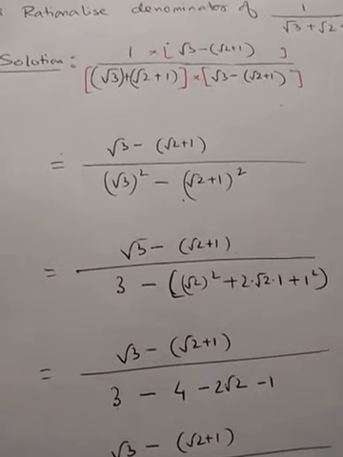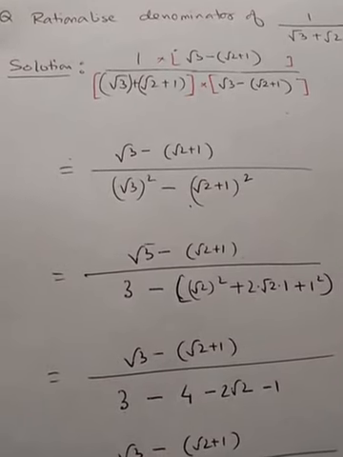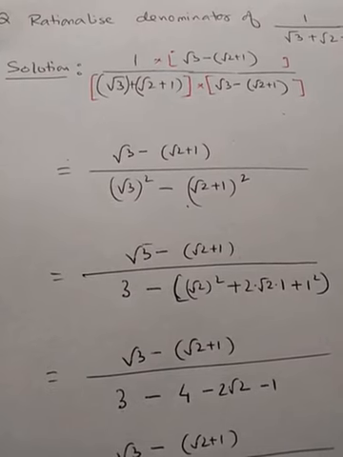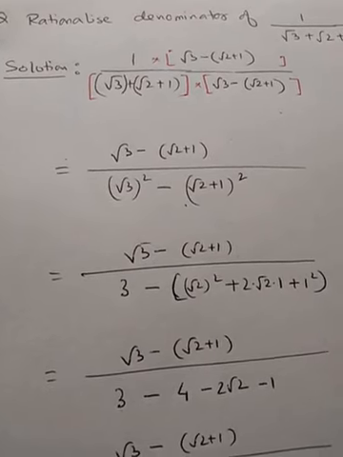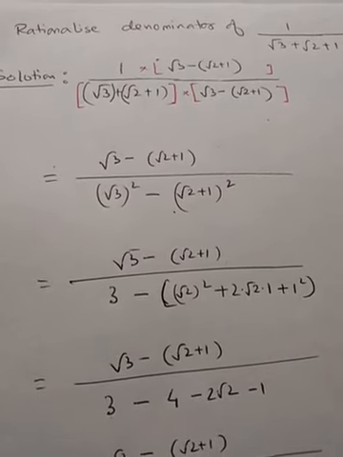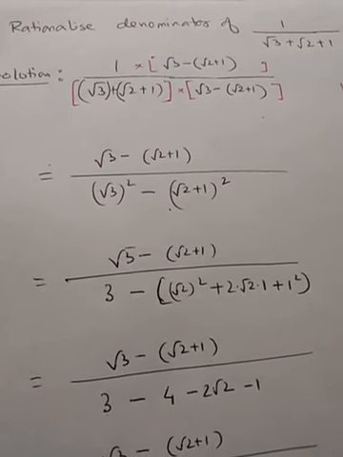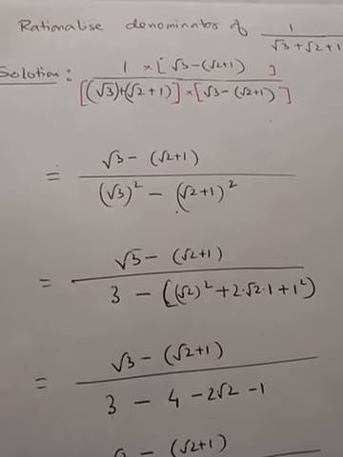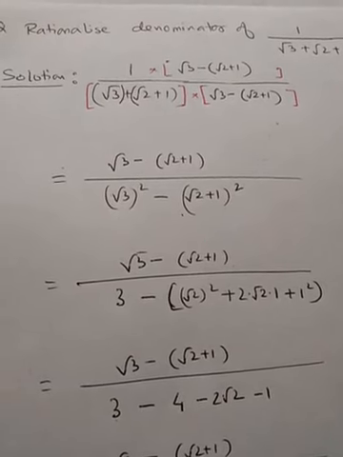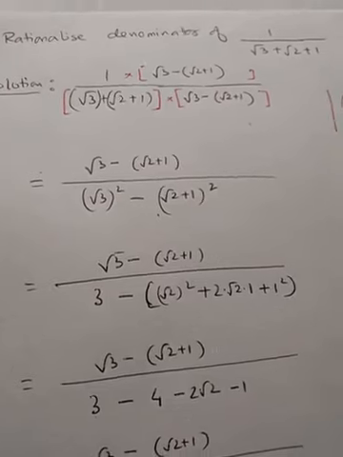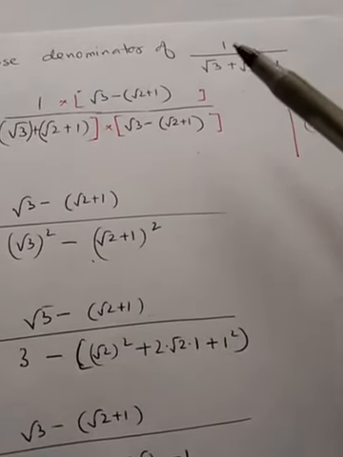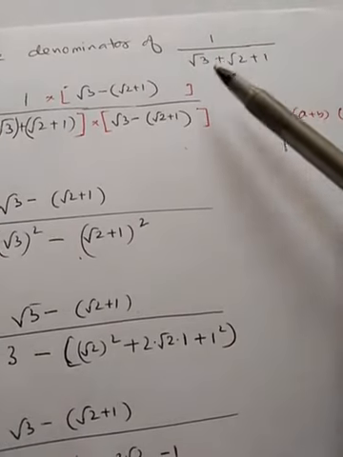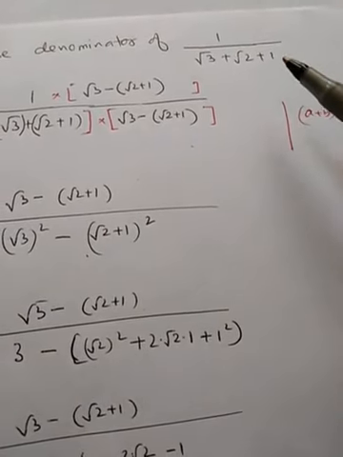Hello students. We have been discussing the chapter Number Systems. In the previous class we discussed different types of sums where we need to rationalize the denominator. Here we have taken one more sum to rationalize the denominator where there are three terms in the denominator. You can see it's 1 by root 3 plus root 2 plus 1.